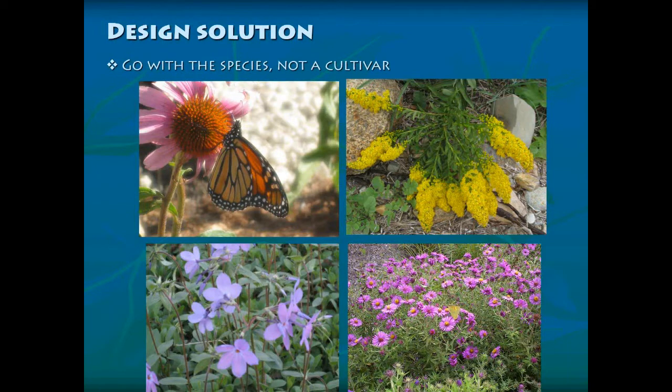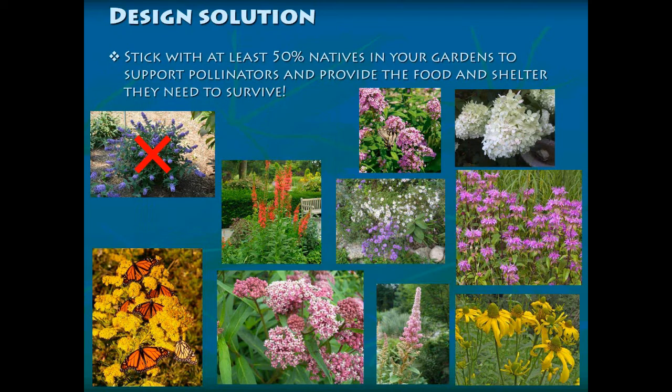If you can buy a species plant rather than a cultivar, please do that. It's just better for the pollinators. They've been evolved to use these plants. So Bonnie Rosenthal's goal is that all of us garden clubs try to start planting at least 50% natives in all our gardens.